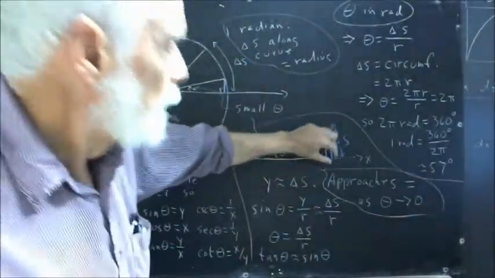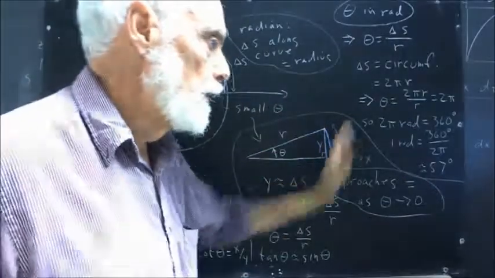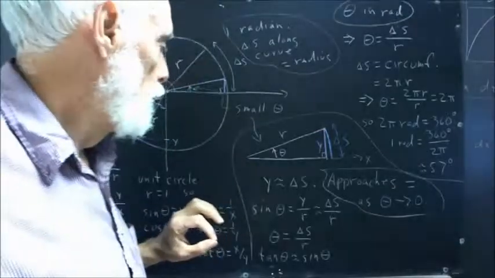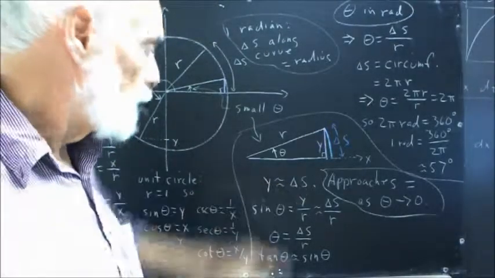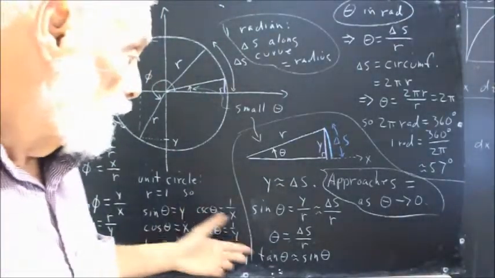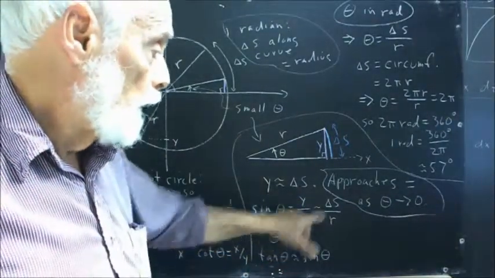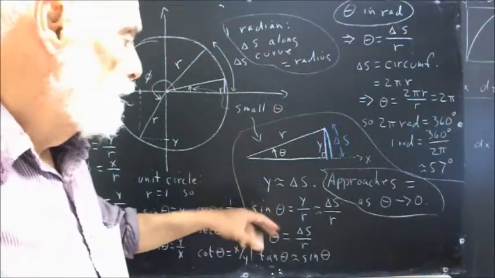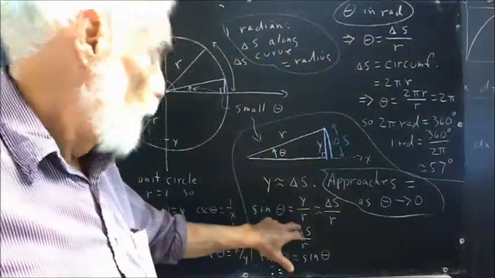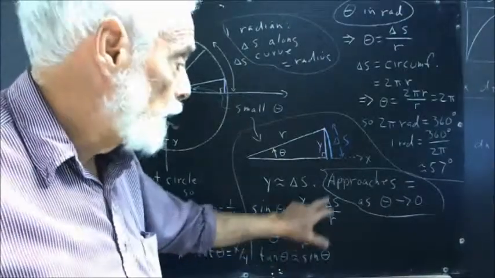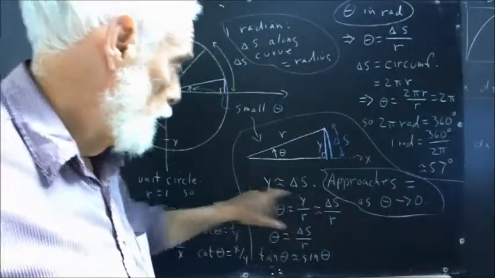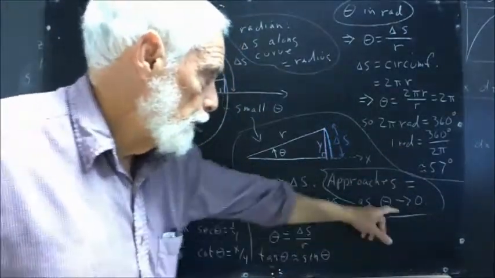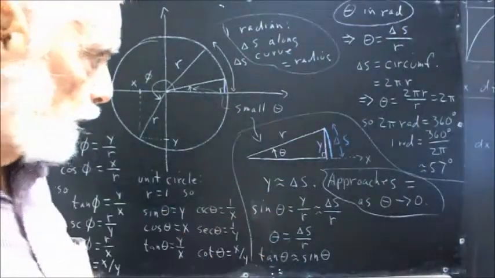It's clear that this arc becomes almost vertical. The closer you get to 0, the closer that arc is to vertical, the closer it matches your y coordinate. So y is approximately equal to delta s. From that, we conclude that sine theta, which is y over r, is approximately delta s over r, since delta s is approximately equal to y, with an approximation that gets better and better as you approach 0. It approaches perfection as you approach 0.